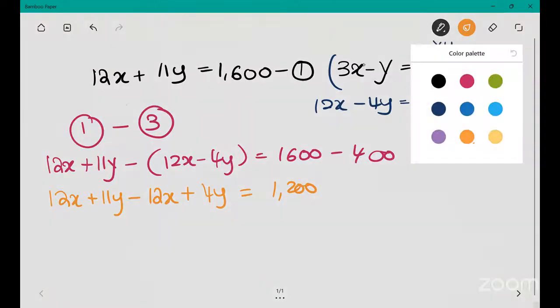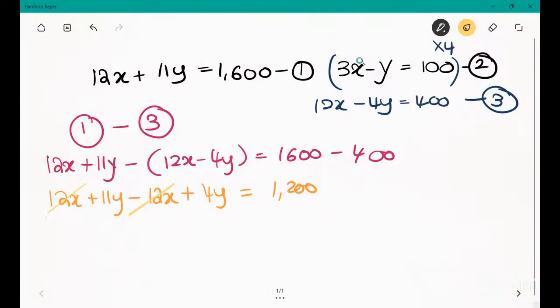1200. So here you can cancel 12x and 12x. 11 plus 4 is 15, y is equal to 1200. So y is equal to 1200 divided by 15, which is 80. So now we have found the value of y.